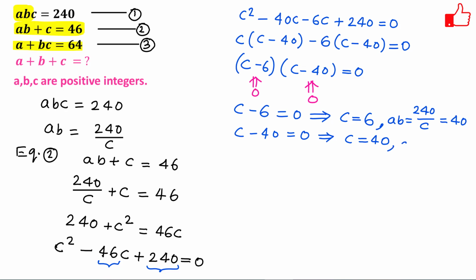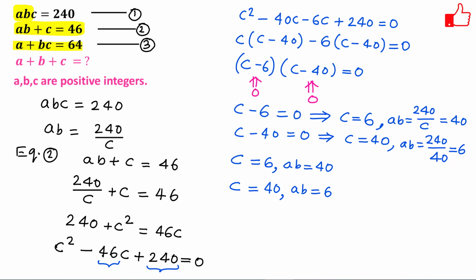Now in the other case, AB will be 240 by C and C is 40. So 240 by 40 is equal to 6. So now I have one solution, C equals 6 and AB equals 40. And the second solution, C equals 40 and AB equals 6. So these two solutions we have.